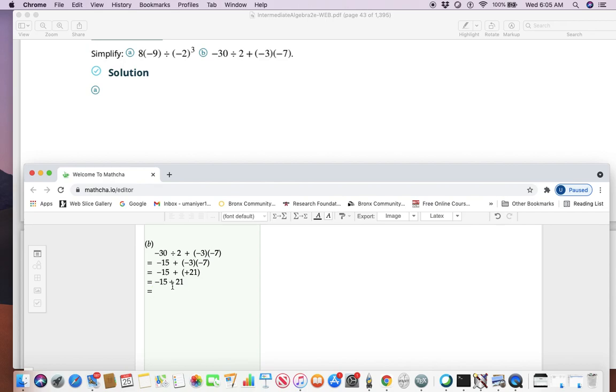-15 plus 21. Notice I have more positives than negatives. Overall answer is going to be positive. Some of the negatives are going to cancel with the positives. That is, 15 negatives are going to cancel 15 positives. You are left with 6. Okay.